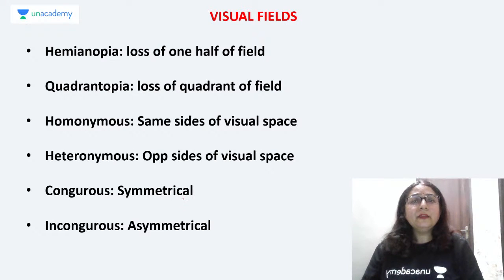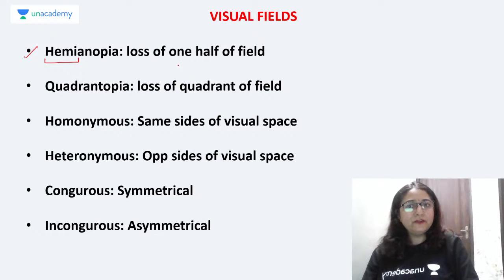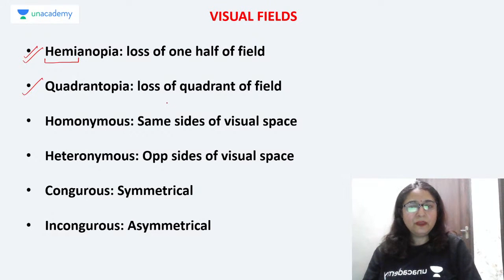Now, visual fields. Coming to the visual field defects, let's first understand a few important terminologies which we'll be using. Hemianopia: as the word suggests, there is loss of one half of the field, either the nasal half or the temporal half. If that is the case, we use the term hemianopia. The second is quadrantopia. If there is a loss of a quadrant of the field, then we use the term quadrantopia.